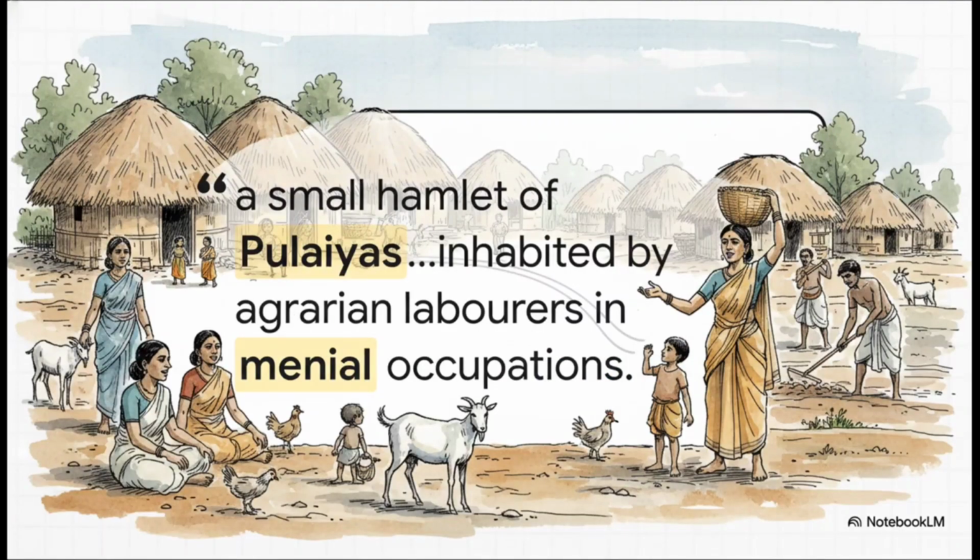But then you dig a little deeper and you find something totally different. This is from a 12th century text, and it gives us this incredible glimpse into another world. It describes a small village of the Palayas, a group considered outcasts who were working as laborers. It's not some grand ideal, it's a real, vivid description of daily life. This was the reality for so many people.